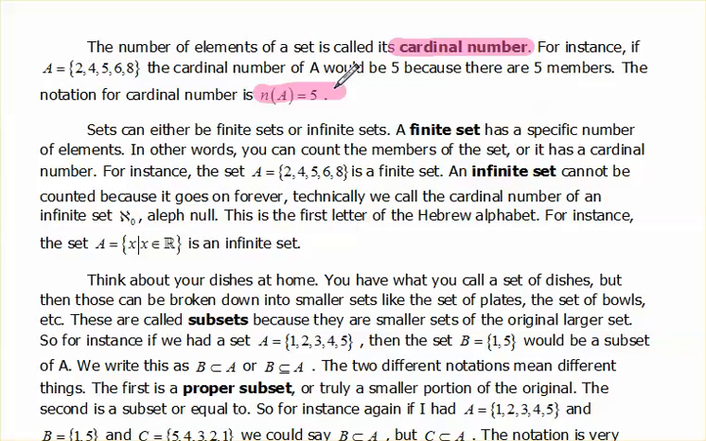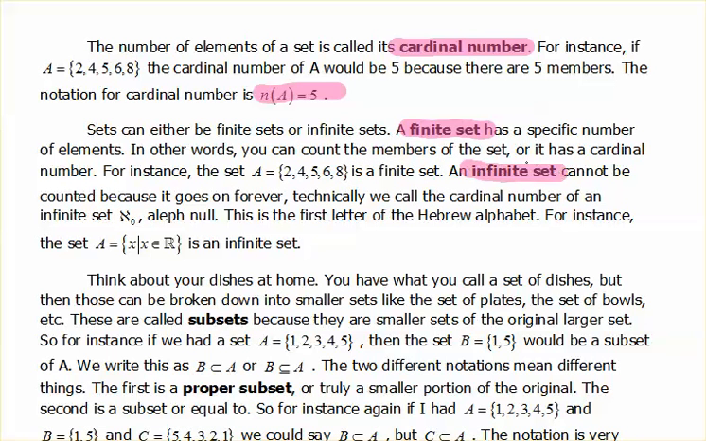Now, you have two different types of sets. There are sets that are finite, and then there are sets that are infinite. A finite set has a specific number of elements. In other words, you can count the members of the set, or you'd say it has a cardinal number. So for instance, the set {2, 4, 5, 6, 8} is a finite set because it has a cardinal number of 5. You could count those.